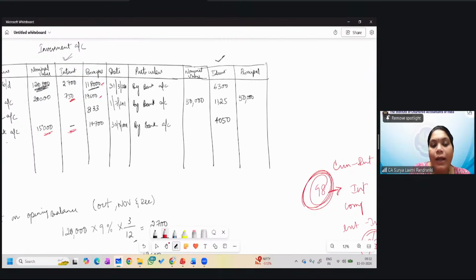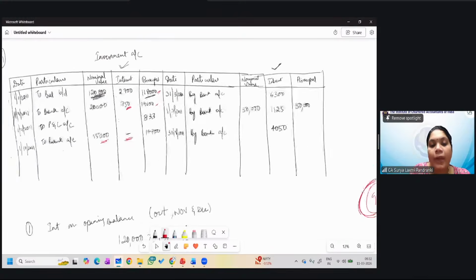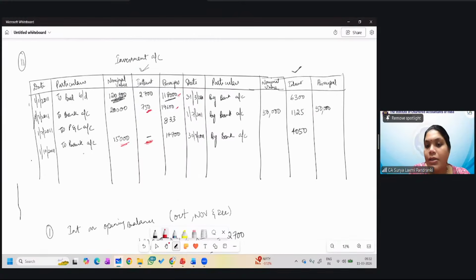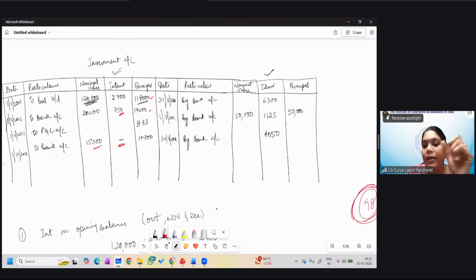In cum interest, interest is not separately taken, because whenever the interest is actually paid, you will receive the entire interest. But when it is ex interest, whenever the interest is paid, you will not have the right to take the entire interest. You will only have the right to take the interest for the period that you are holding.